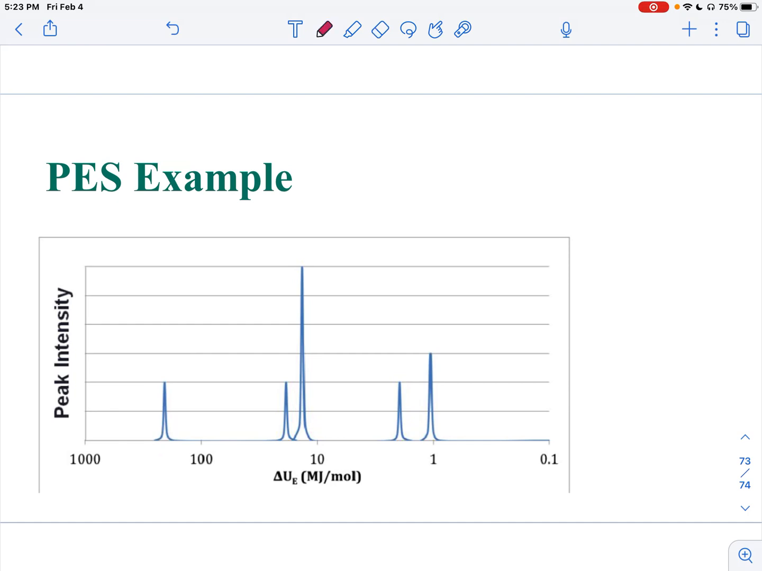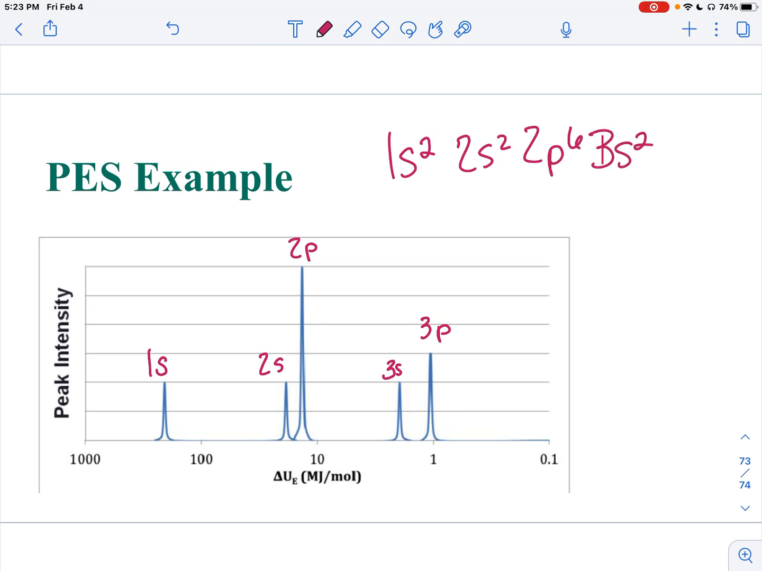So the way it goes is that your first one is 1s, then you have 2s, 2p, 3s, 3p, and so on. Okay, if you wanted to keep going, you could do that. So this one, if you wanted to write out the electron configuration, we have 2 electrons on 1s, 2 on 2s, 6 on 2p, 2 on 3s, and 3 on 3p. So this one is going to be phosphorus.